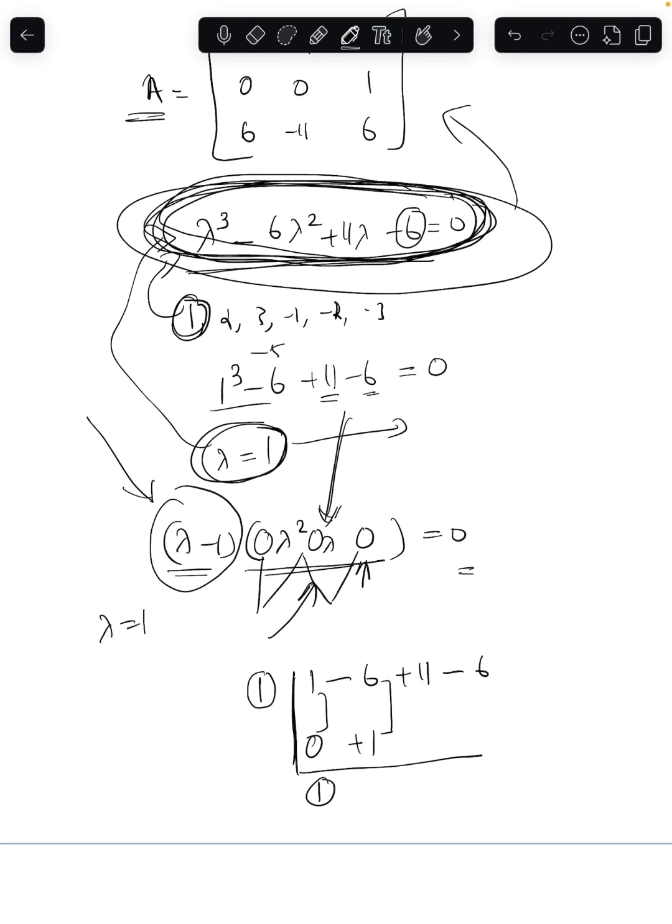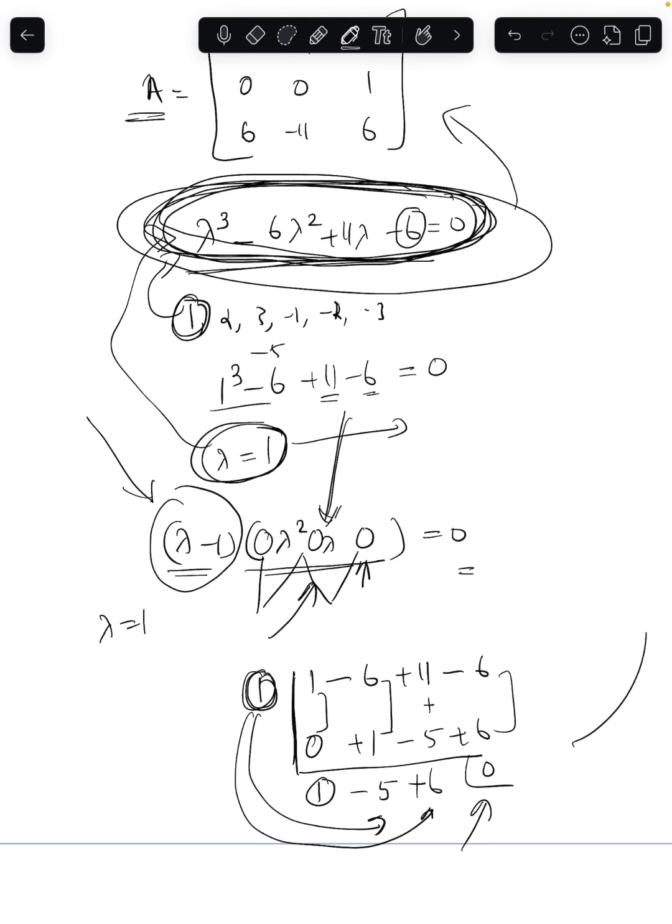Then again I add these two numbers, and we get minus 5. Then I multiply 1 and minus 5, and the result is minus 5. Then I add these two numbers, and we get plus 6. Then again 1 into 6 is plus 6. Then if we add the last two, minus 6 and plus 6, we get 0. The last number is 0.